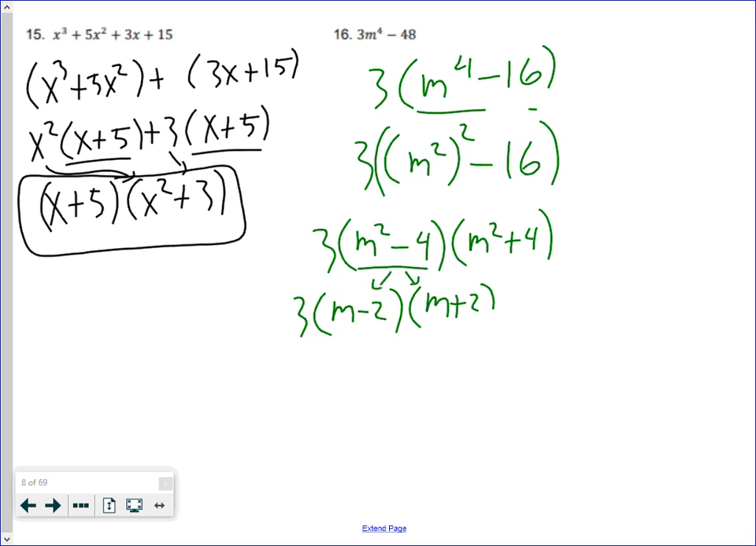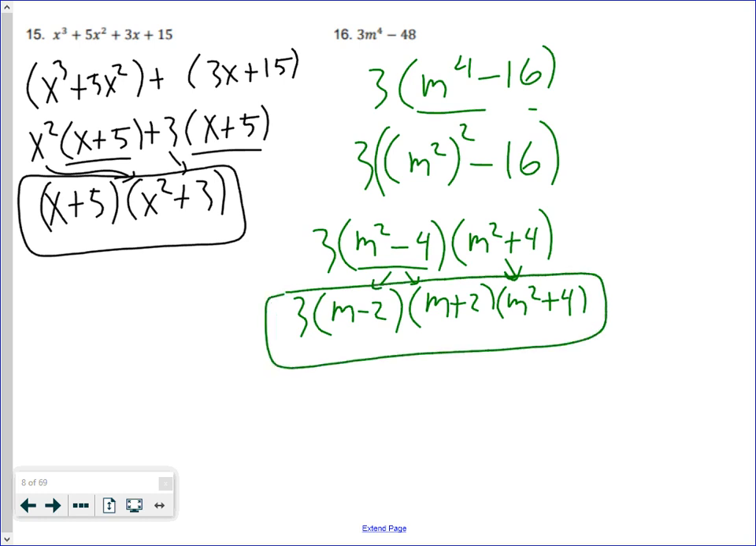So that goes down to both of these. And m squared plus 4 just goes down. There's no such thing as a sum of squares factoring, so we just bring it down. And that's going to be our final answer.